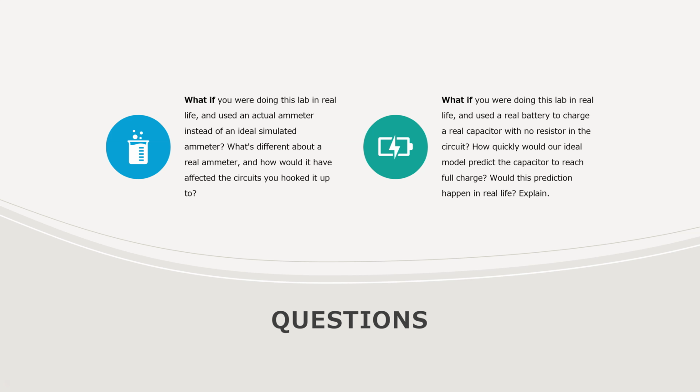And what if you were doing this lab in real life and used a real battery to charge a real capacitor with no resistor in the circuit? How quickly would our ideal model predict the capacitor to reach full charge? Would this prediction happen in real life? Explain. So the battery in the model would charge the capacitor almost immediately. However, in real life there would still be a small resistance from the wire, thus making the charging and discharging of the capacitor take a small amount of time more.